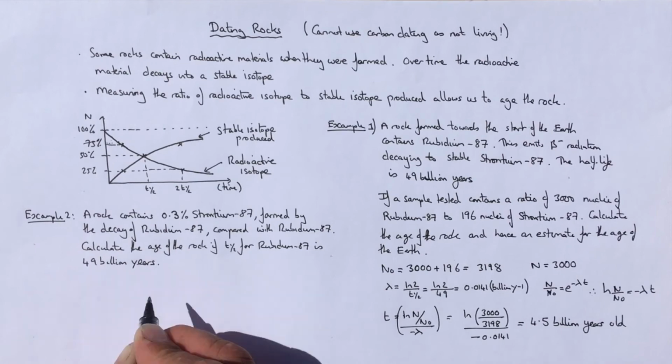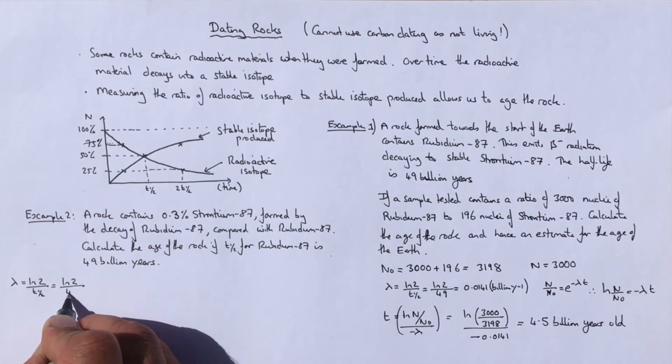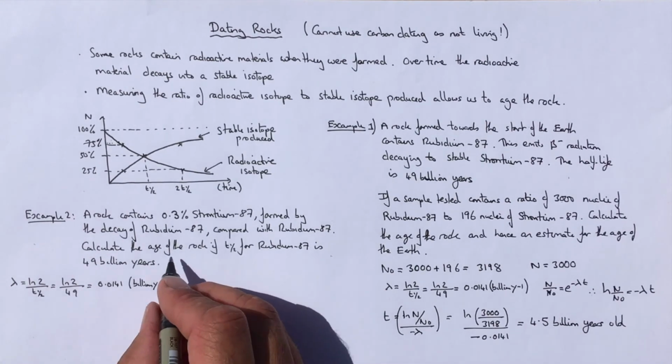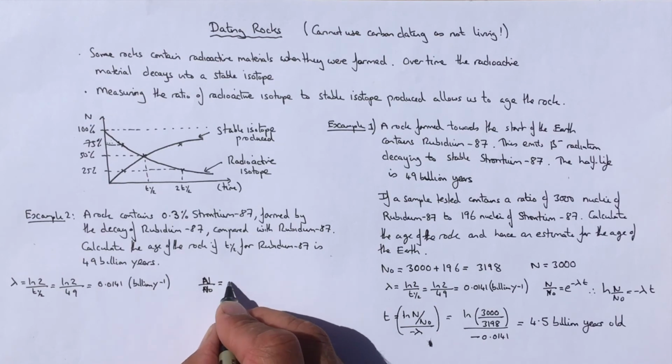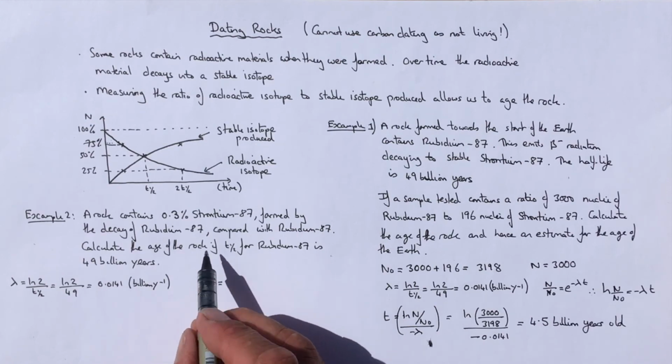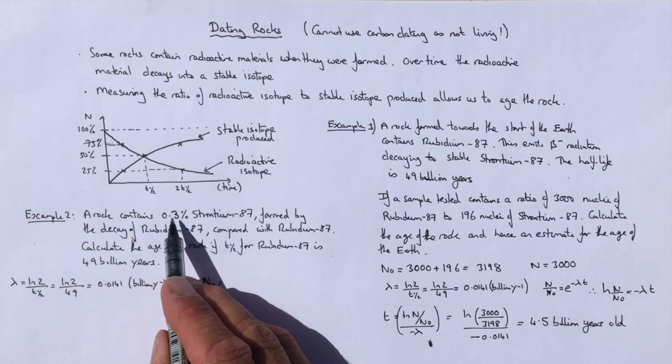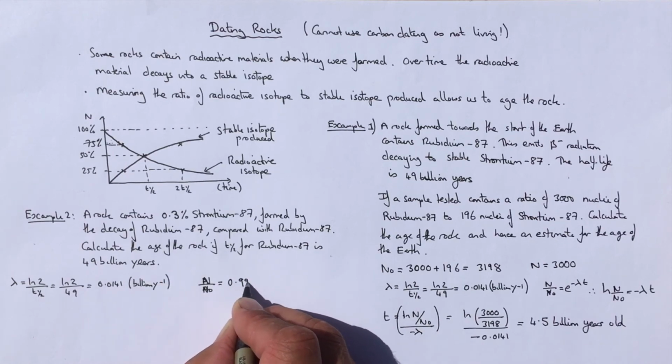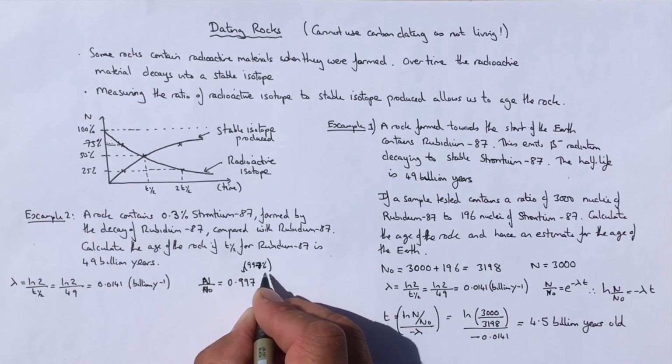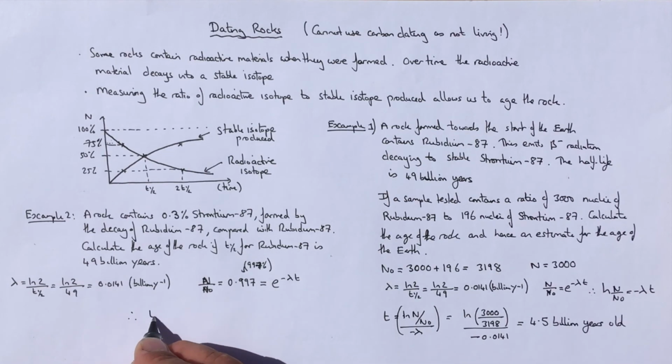So again, we can calculate the decay constant first. Secondly, the ratio N over N naught is going to be the percentage of rubidium-87 left. Because 0.3% of it has turned into strontium-87, we'll have 99.7% left, which is 0.997. By taking logs to the base e and rearranging for time gives us a value for the age of the rocks.